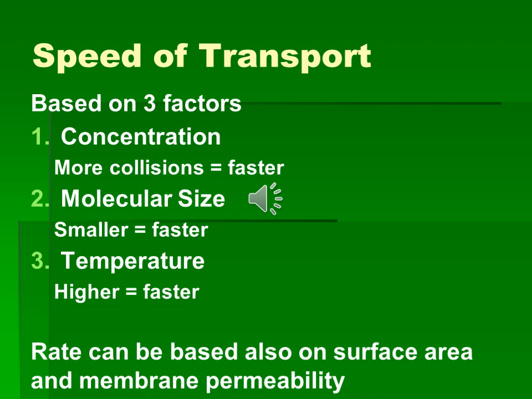Molecular size, smaller molecules are going to be able to pass faster. So smaller molecules move more rapidly, so the speed of transport is faster. Then, finally, with temperature, at a higher temperature, there's more kinetic energy, so we're going to increase the speed of molecular movement, and therefore we're going to have more rapid diffusion. Hopefully those make sense, right? So everything I posted obviously was how you get a faster speed of transport, but obviously the opposite would be true and slow down the speed of transport.